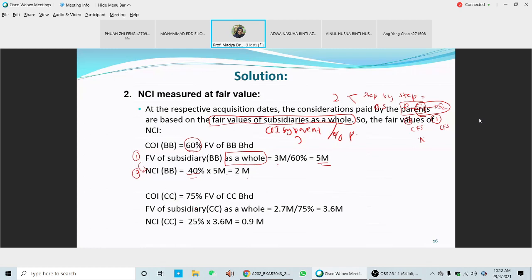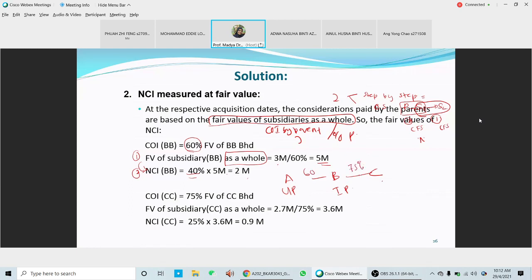Okay, and then for CC, to find the fair value of CC here. We have parents A, B, and C. A is the ultimate parent, B is the intermediate parent, and C is a subsidiary. A has 60% in B, and then B has 75% in C.